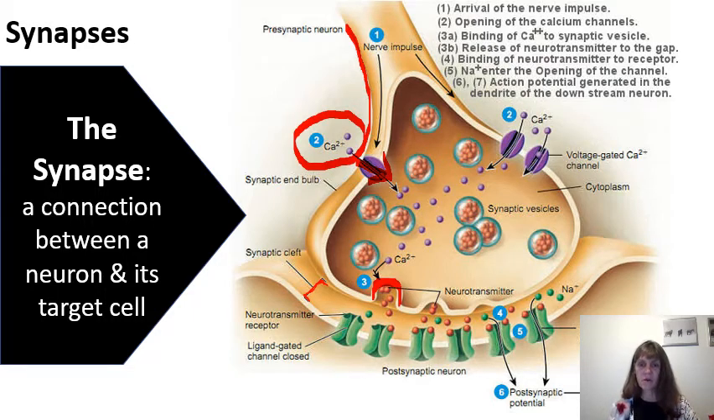Once the neurotransmitter binds to the channel, it will cause the channel to open up. In this case, we see sodium moving in just inside the postsynaptic membrane. That would cause depolarization, and if enough depolarization occurs, an action potential will be generated by the postsynaptic neuron.